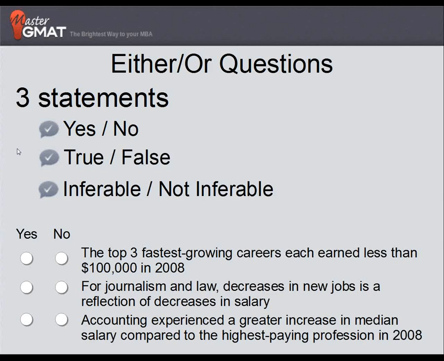Now I understand this is a bit of a tricky concept, and if you have never taken the GMAT before, if you're new to this, it's going to be challenging. And sufficiency really trips up a lot of students.